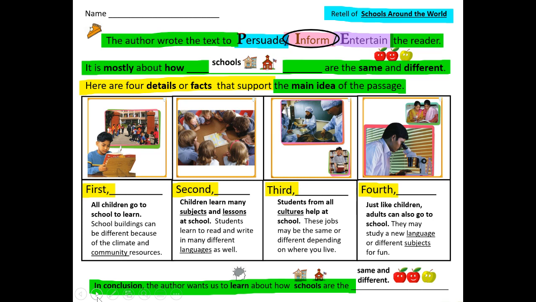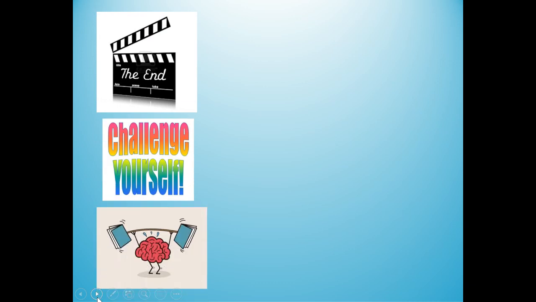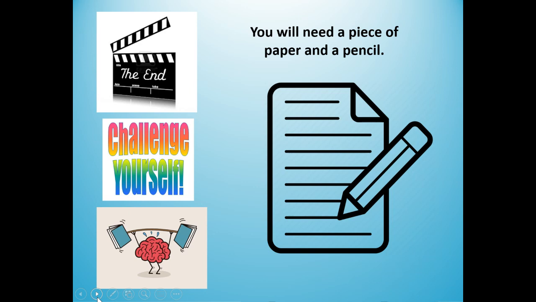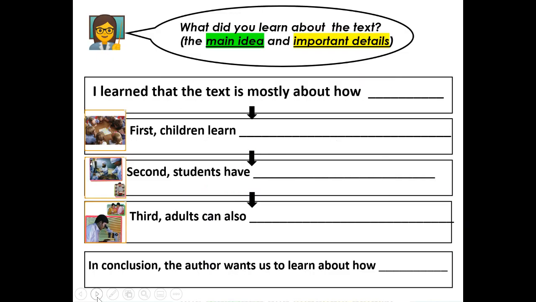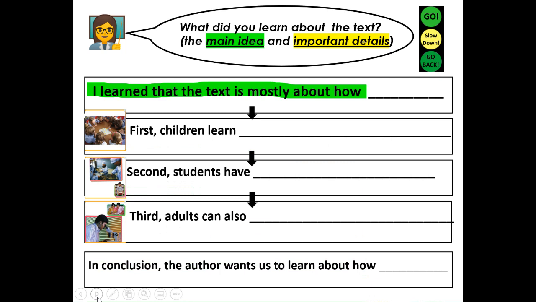All right, now it's the end of our review. It's time to challenge yourself. You will need that piece of paper and pencil to do our hamburger writing, where you're going to write 3 yellow detail sentences. You're going to answer this question: what did you learn about the text? The main idea and important details. And we're going to use the colors green and yellow, similar to a traffic light. And I'm going to give you your main idea or topic sentence.